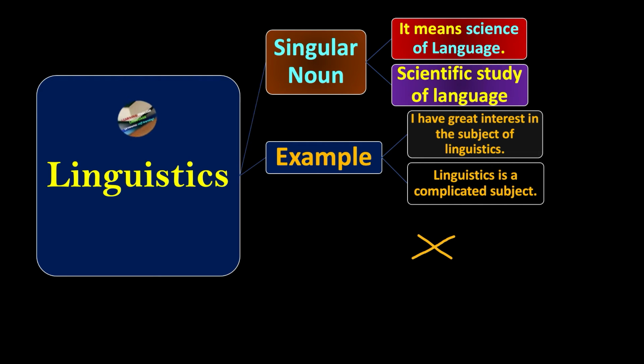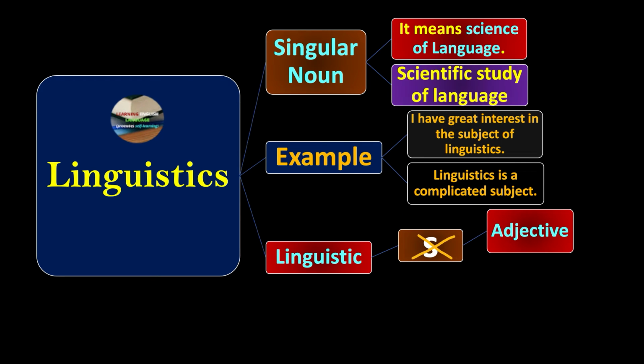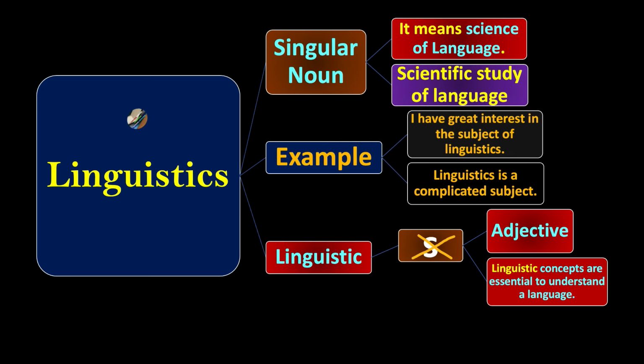What is to be noted is that the S at the end is very important. We should always pronounce it as linguistics if you refer to it as the name of a subject, not linguistic. That is a different grammatical category. We have the word linguistic. When you say linguistic, it refers to an adjective, without S. So delete S. For example, linguistic concepts are essential to understand a language.